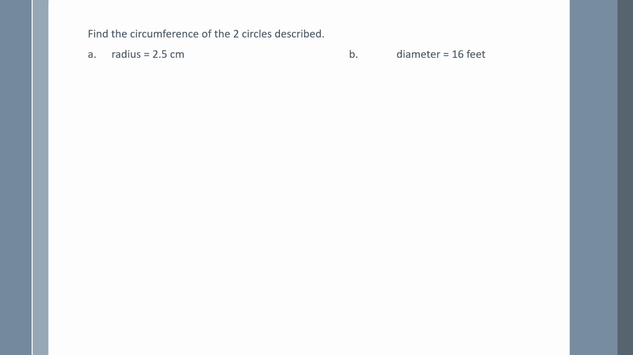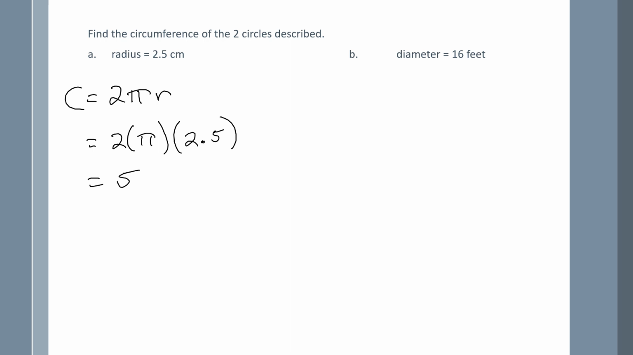Okay, so there's two ways we can find circumference. One is to find it in terms of pi, and the other is to find it rounded to the nearest hundredth. So in this first one, we're given the radius, 2.5, so the circumference is equal to 2 times pi times r. We'll use parentheses: 2 times pi times a radius of 2.5. This gives us 2 times 2.5, which is 5 pi. So in terms of pi, you can stop right there.